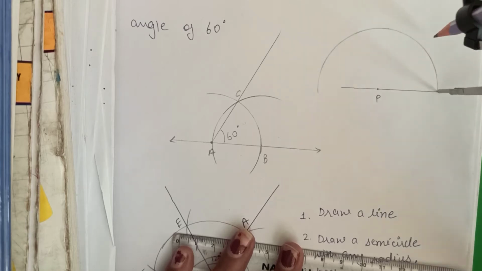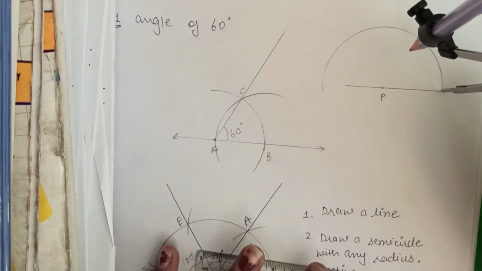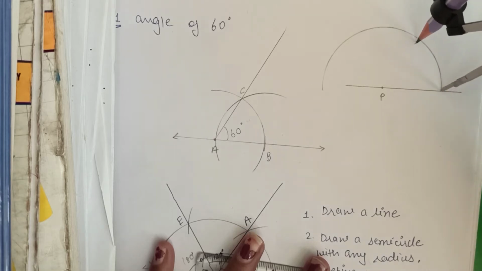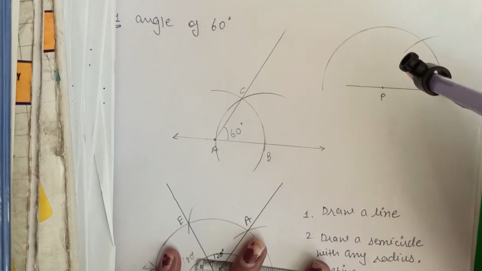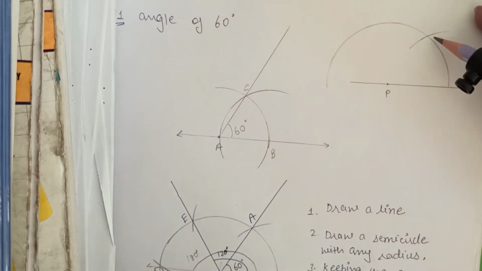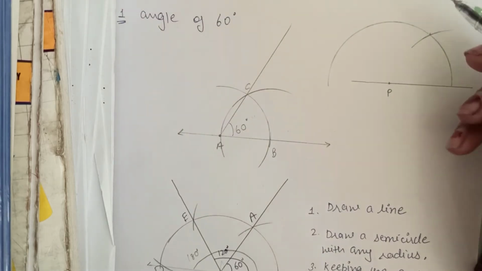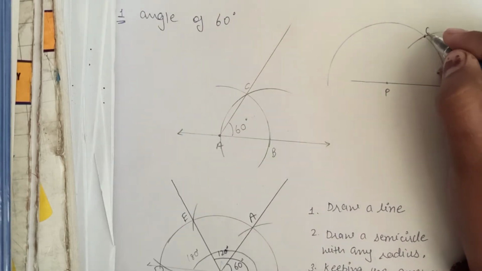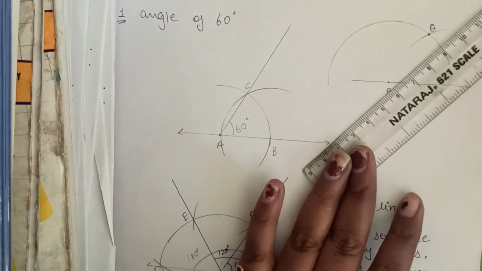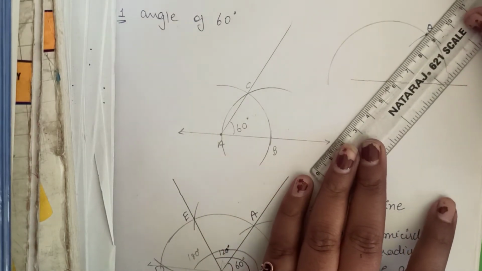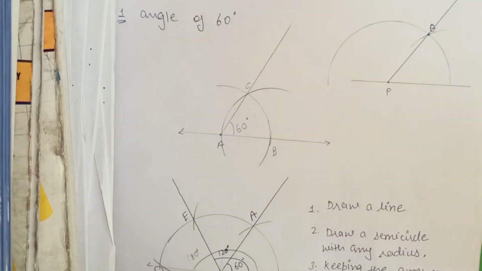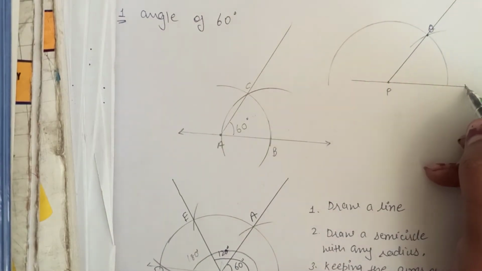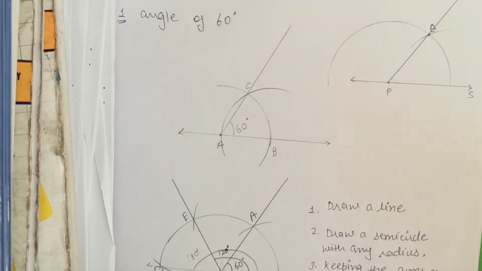Then without moving the arms of the compass, with the same, put on that point of the line. Then mark an arc, right? Now give the name to this one, Q, C, S, whatever you want to give. Q. Now with the help of ruler join both the points. Q, take it S. Right?